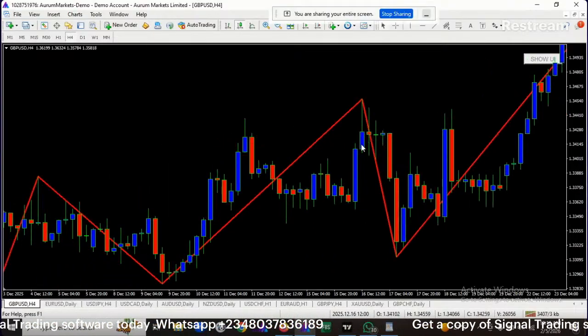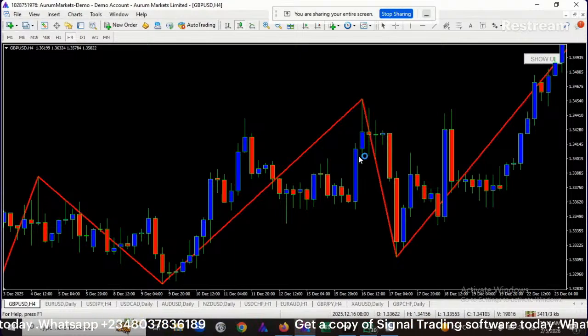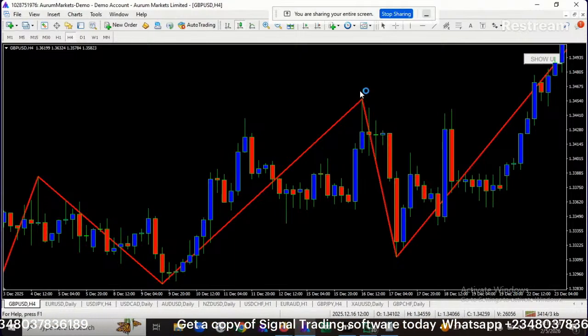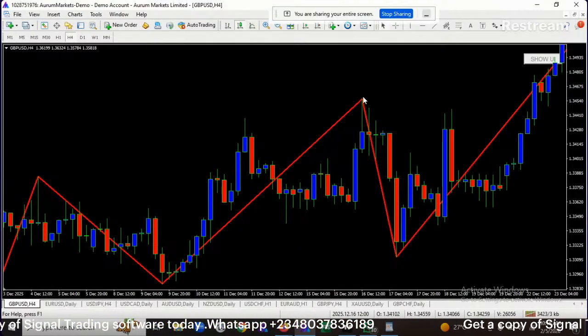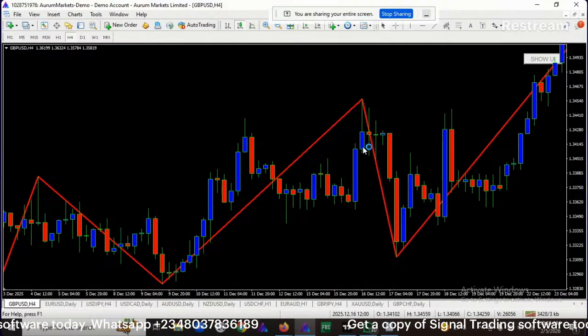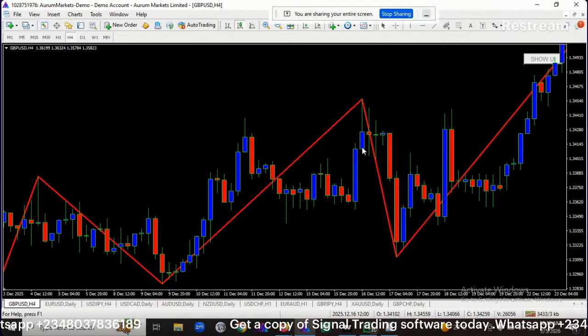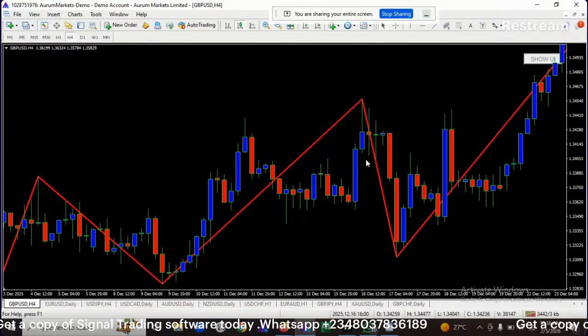This is also a shooting star. You can see the wick above it is 2 times the body. You can see. And after the formation of that pattern, what happened? It sold. It sold after the formation of that pattern.